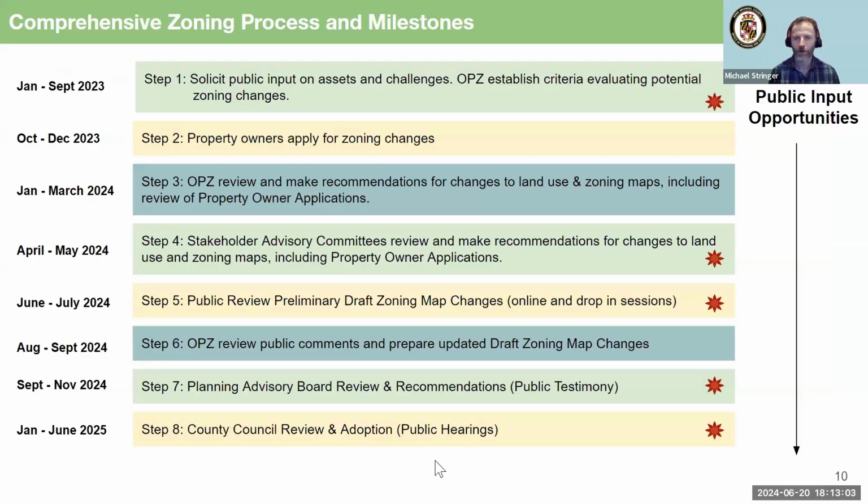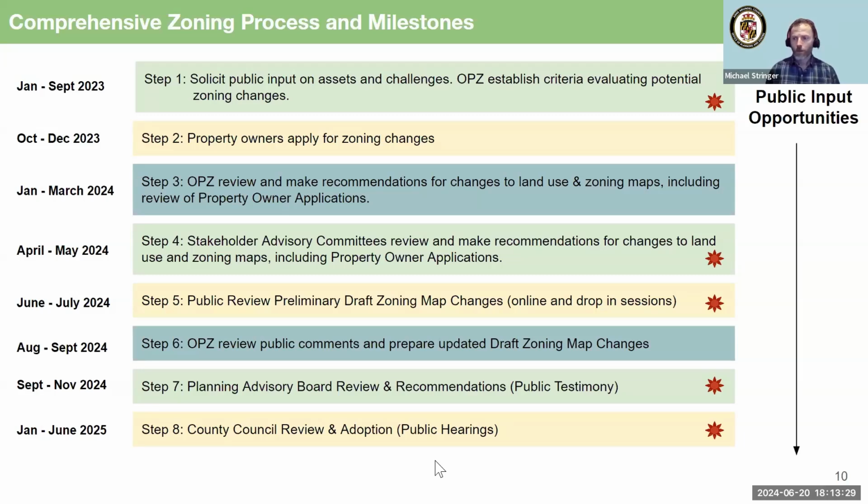So drilling in a little bit deeper on the schedule for the comprehensive zoning piece. It really starts with the beginning of the planning process, thinking about what the public is telling us about the assets and challenges. Then we start to look at the planned land use and zoning maps and see, are there changes we can make with that tool that helps address those community needs? We've also established criteria for how we evaluate potential zoning changes. Those are listed on the zoning hub sites, region plan hub sites.